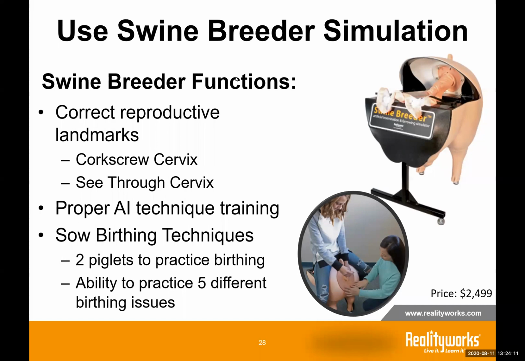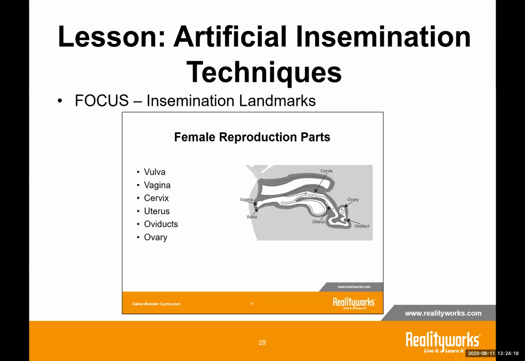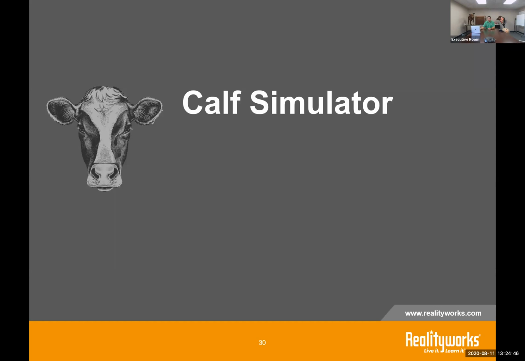Some other pieces that we include here: our curriculum is very important because it ties in why students are learning, from PowerPoint slides, worksheets, and activities. What are the different parts of the female reproductive body? We also focus on the landmarks, but also how to actually do these different features. So we have a bovine breeder and a swine breeder, allowing for both swine and bovine artificial insemination. The next product that I want to talk to you about is our calf simulator.